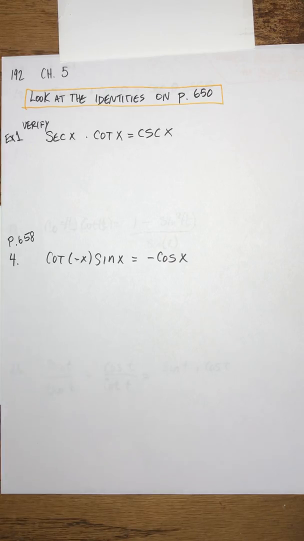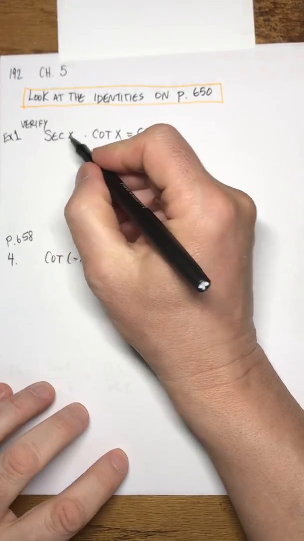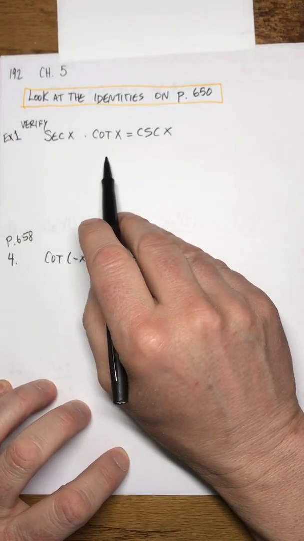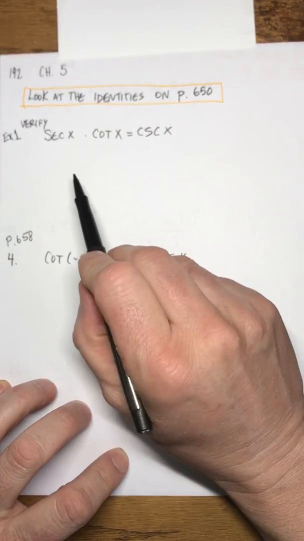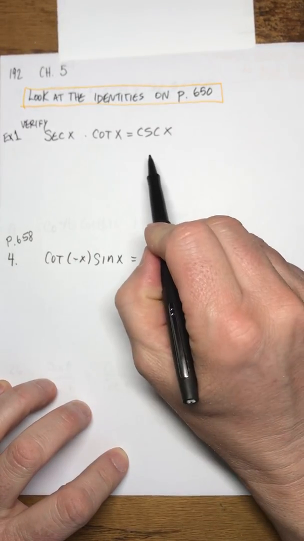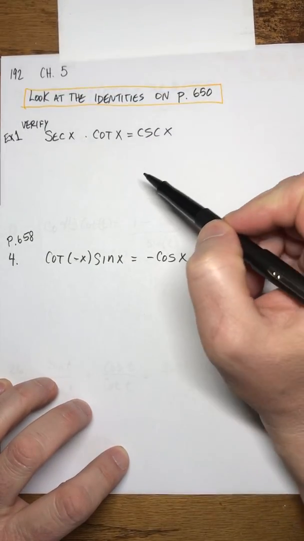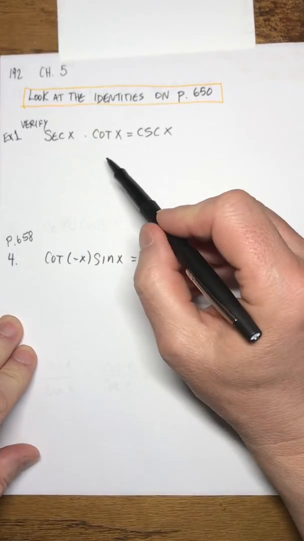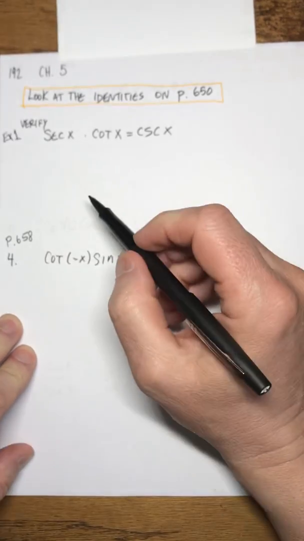Now, one of the things that we can do right here is to understand that each of these things can be replaced, and we're only going to work usually on the left side of the equation, never on both. But we're going to try to make one side of the equal sign look like the other side by using these identities on page 650. Sometimes we'll work always on the side that looks more complicated, which is this side.